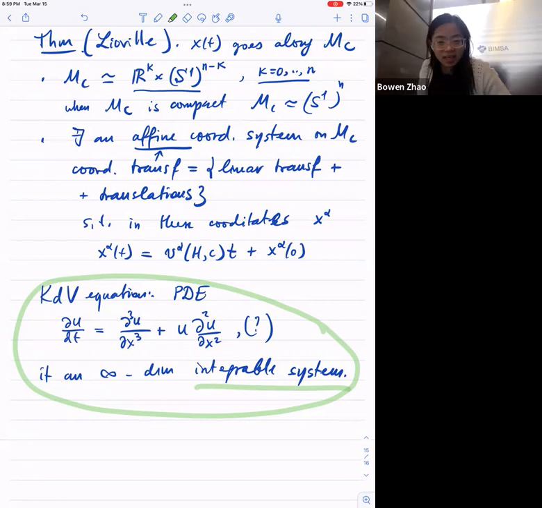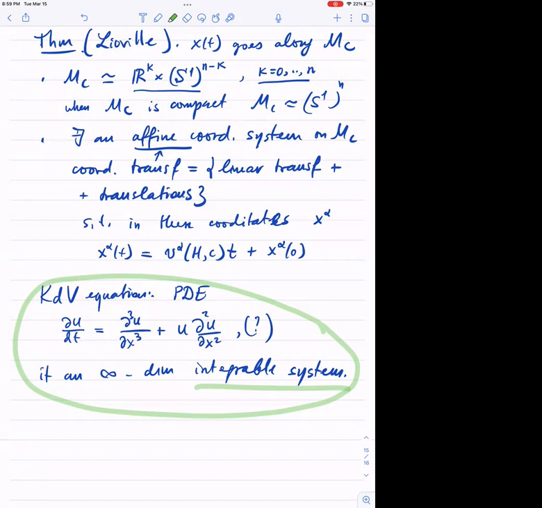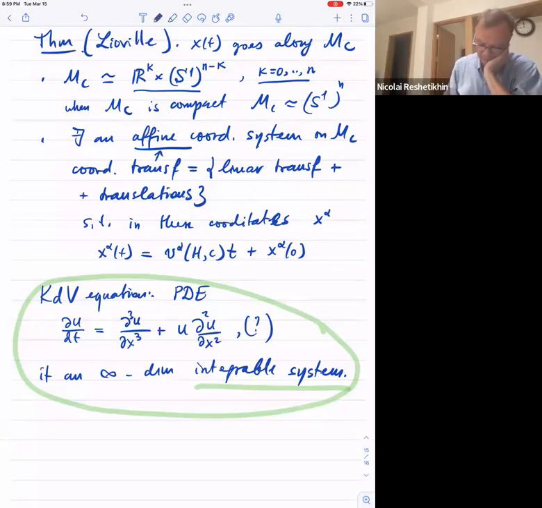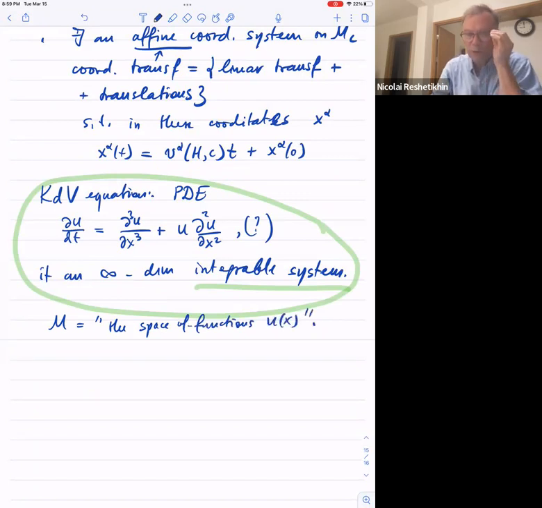Thanks. Okay. Any more questions? For the KdV hierarchy, what is the Hamiltonian and what is the manifold? Is that hard to say? The manifold is the space of functions u(x), and then you choose various conditions on these functions to make it more meaningful.